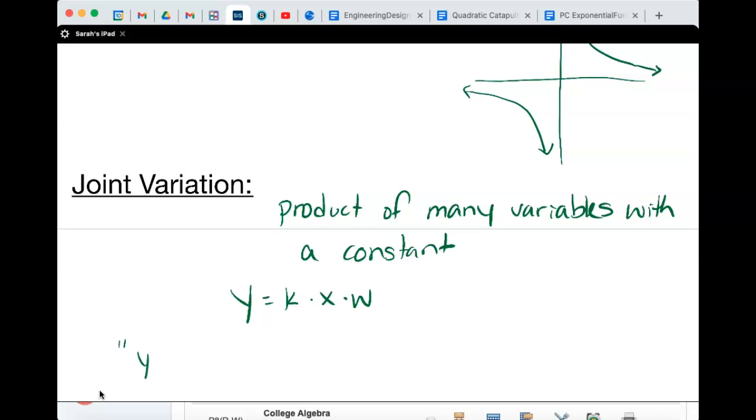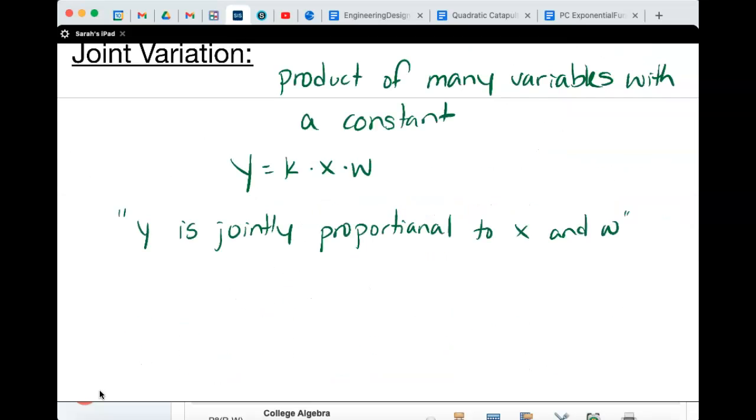But the phrase that they'll say is y is jointly proportional to x and w. And honestly, they don't always put jointly proportional. They might say directly proportional to x and w. So then, no, it's a joint, so they're multiplying together. Okay.